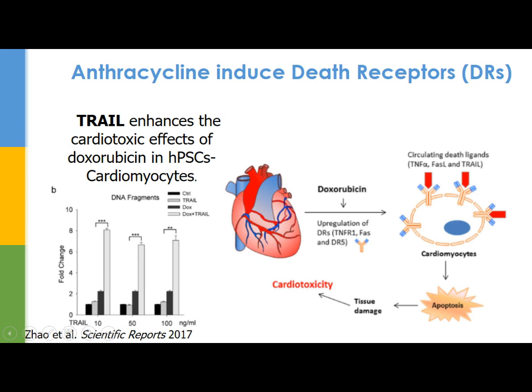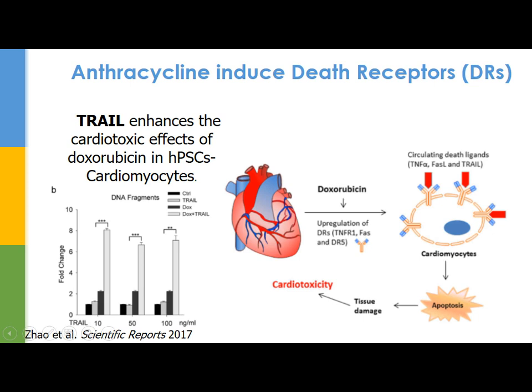So if we add TRAIL, the TNF-related ligand, even the TRAIL application enhances the cardiotoxic effects of doxorubicin in human pluripotent stem cell cardiomyocytes. And you can see here the fold change after TRAIL application. So what they found is that doxorubicin upregulates death receptors such as the TRAIL receptors DR4 and DR5, and circulating death ligands interacting with these receptors cause apoptosis and tissue damage and then mediate cardiotoxicity.